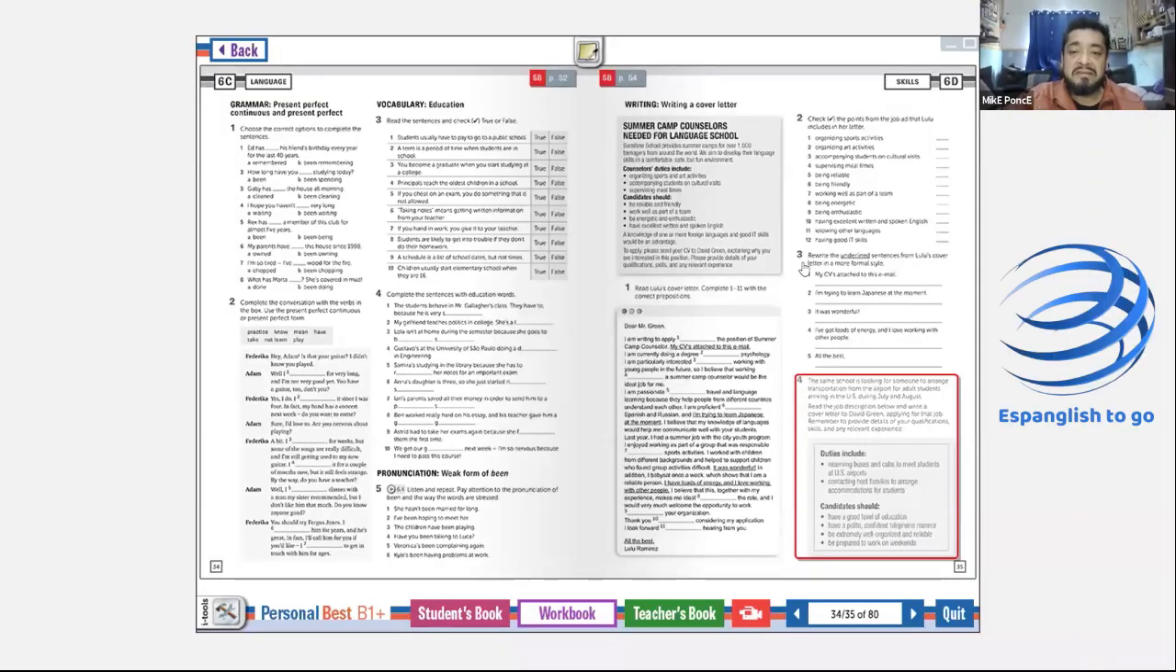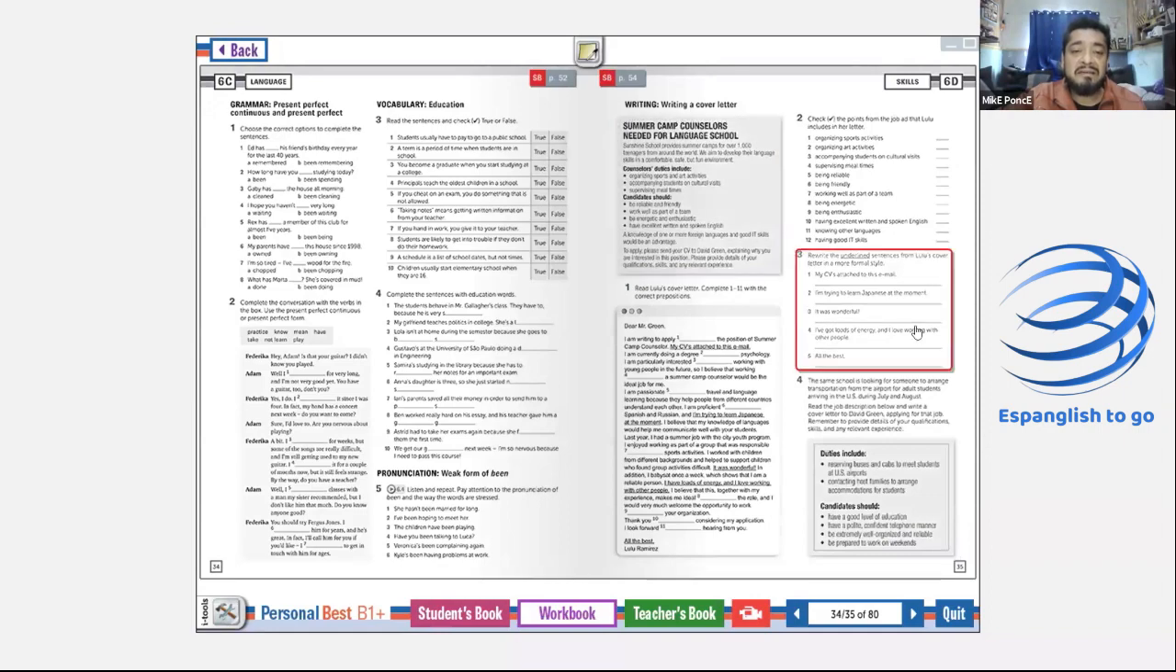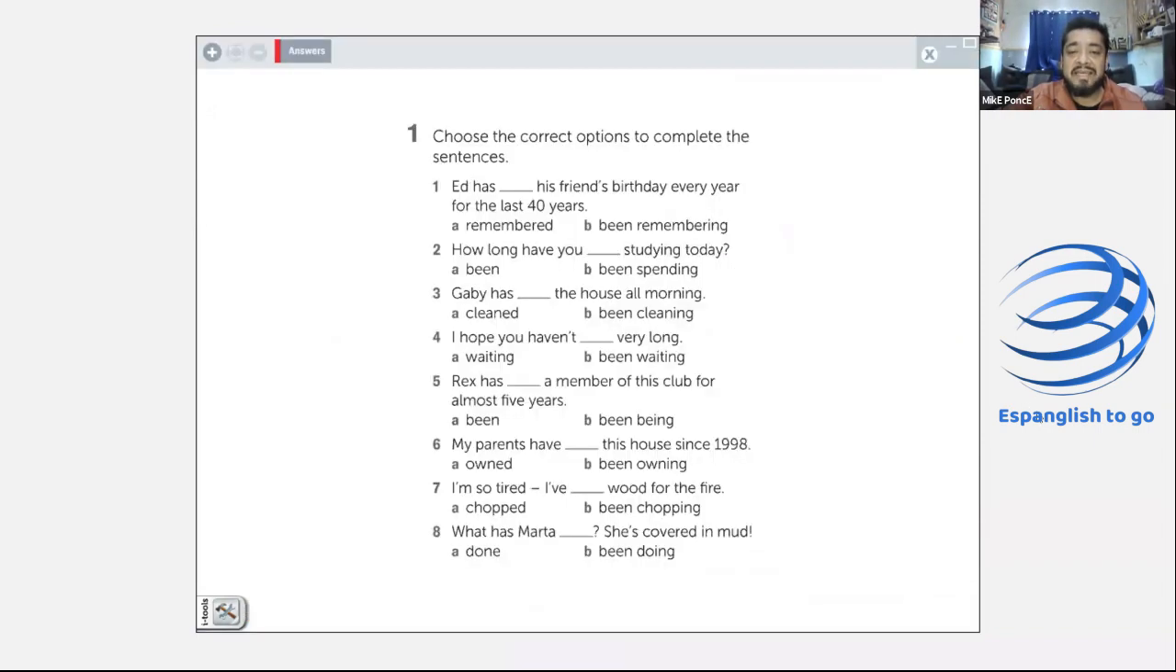It's unit 6. The page is 34. The exercise about grammar, number 1. Grammar, present perfect, continuous, and present perfect. This is the exercise. Choose the correct options to complete the sentences. Ed has his friend's birthday every year for the last 40 years. So option A, Ed has remembered his friend's birthday every year for the last 40 years, or Ed has been remembering his friend's birthday every year for the last 40 years.